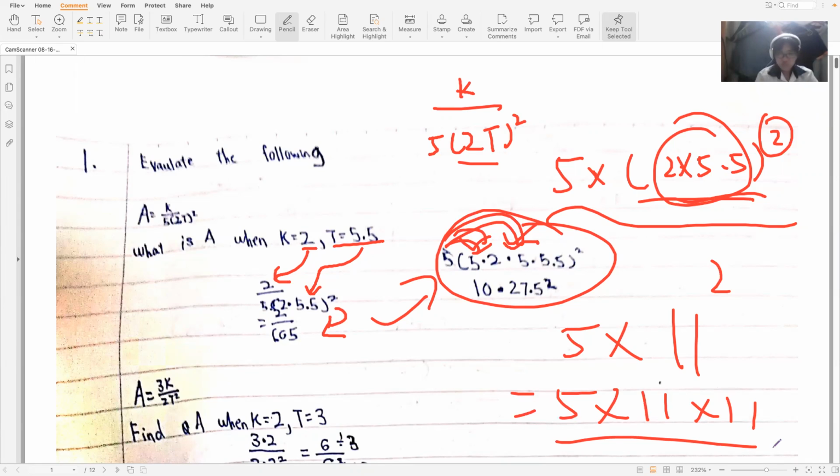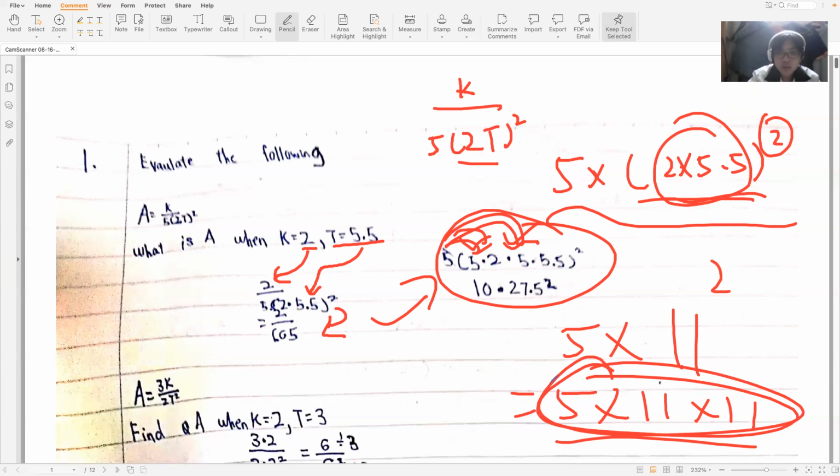And then 2 divided by, I'm asking you here. That's 121. What is this answer? 121. This is 121. No, 605.